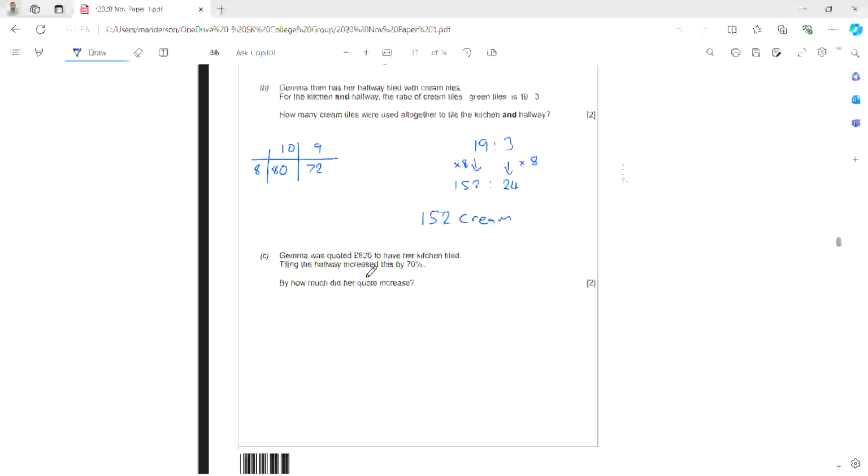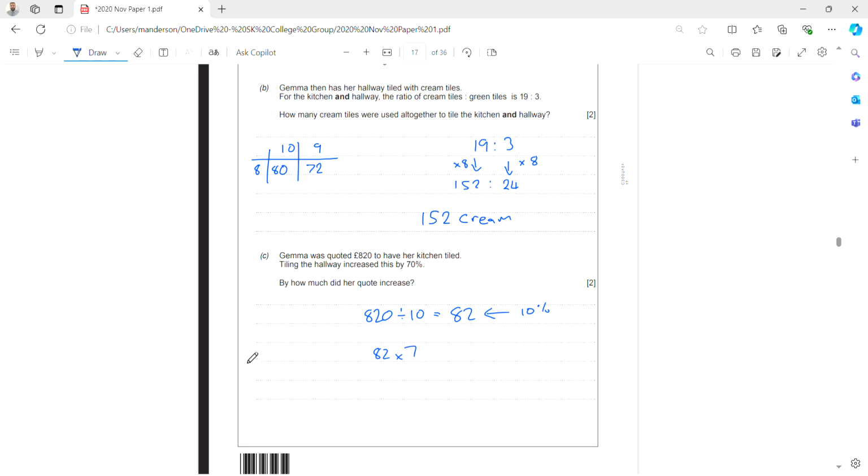Gemma was quoted £820 to have her kitchen tiled. Tiling the hallway increases this by 70%. Okay, so to find 70%, I'm going to do 820. The first thing I'm going to do is divide it by 10, which gives me 82, and this is 10%. I'm then going to take my 82 and times it by 7.